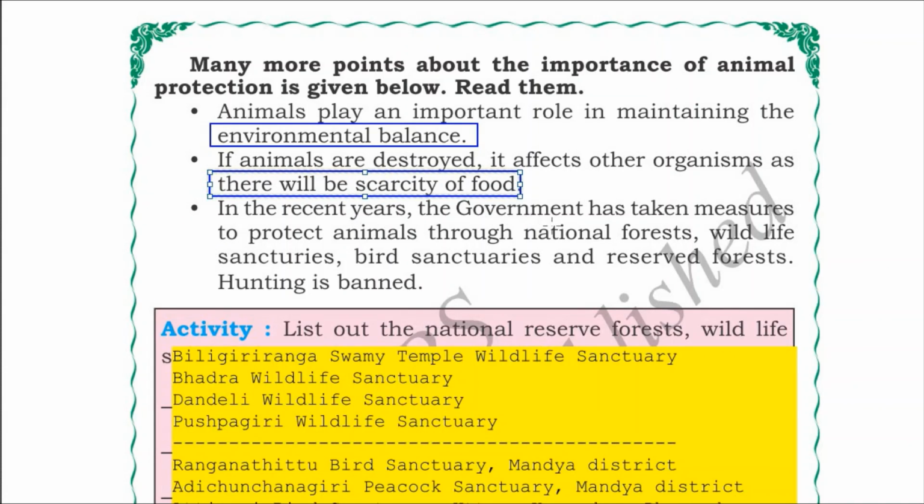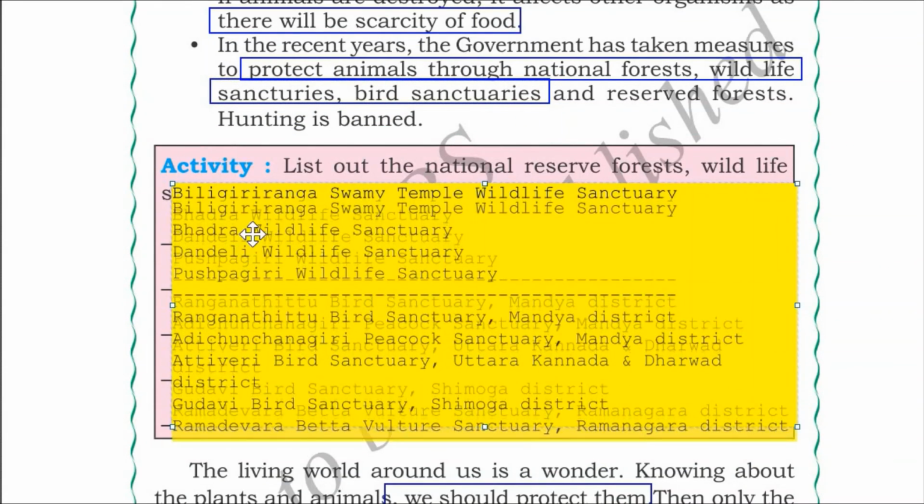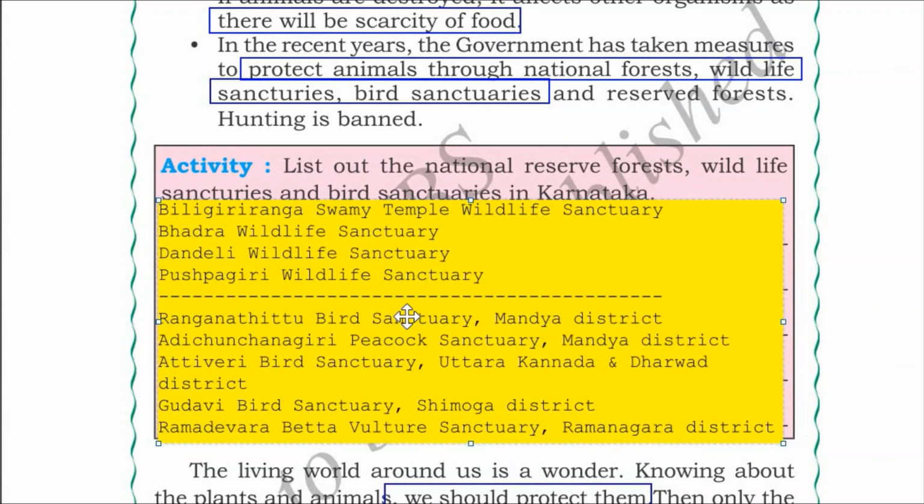In recent years, the government has taken measures to protect animals through national forests, wildlife sanctuaries, bird sanctuaries and reserved forests. Hunting is banned. So for our next activity, we have to list out the national reserve forests, wildlife sanctuaries and bird sanctuaries in Karnataka. Here I have already prepared a list for you. You can add on to this list when you find more to add on.